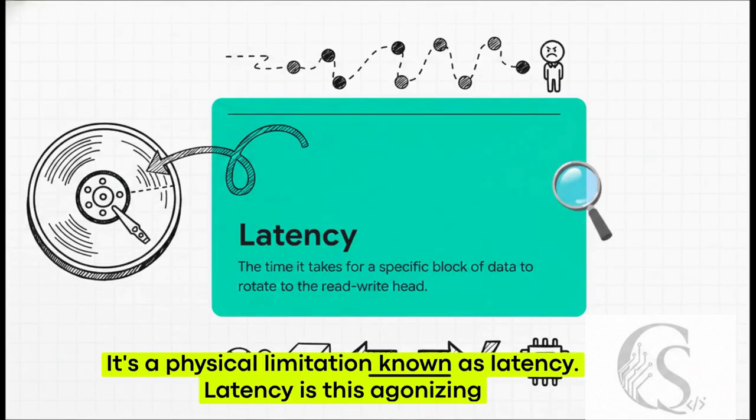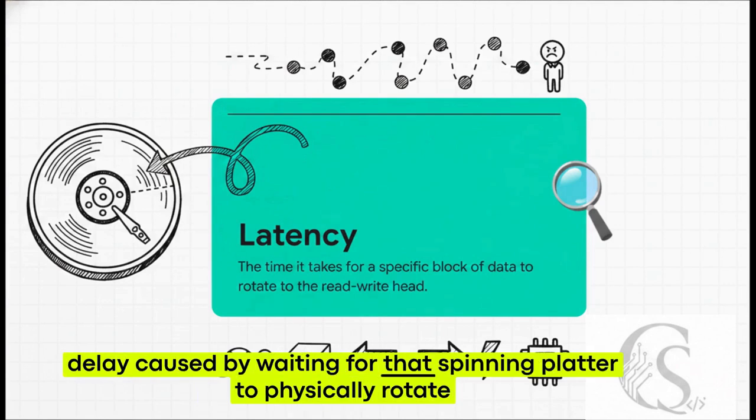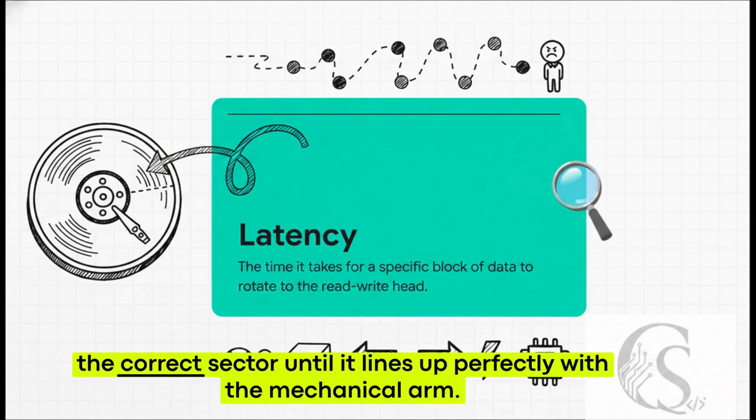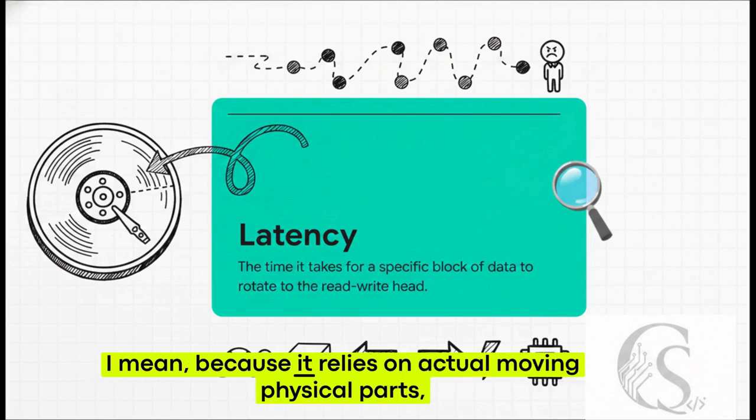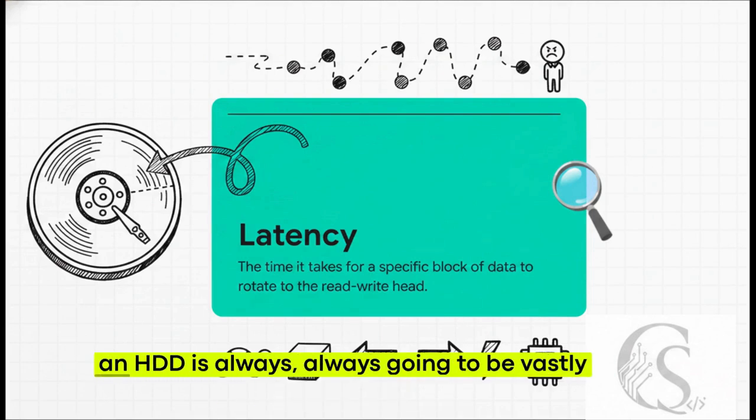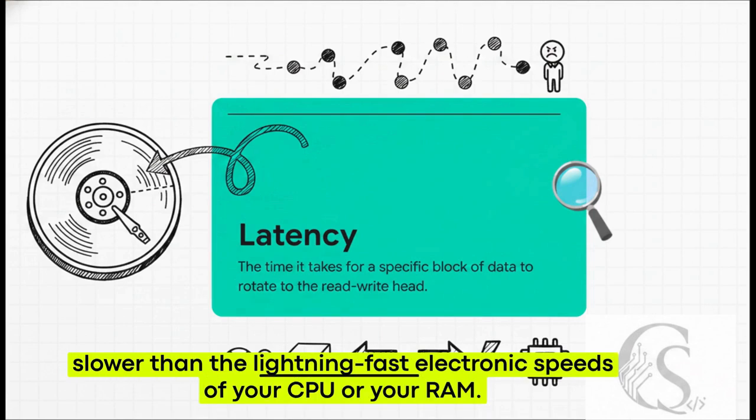But here's the catch, and it's a big one. It's a physical limitation known as latency. Latency is this agonizing delay caused by waiting for that spinning platter to physically rotate the correct sector until it lines up perfectly with the mechanical arm. Because it relies on actual moving physical parts, an HDD is always going to be vastly slower than the lightning-fast electronic speeds of your CPU or your RAM.